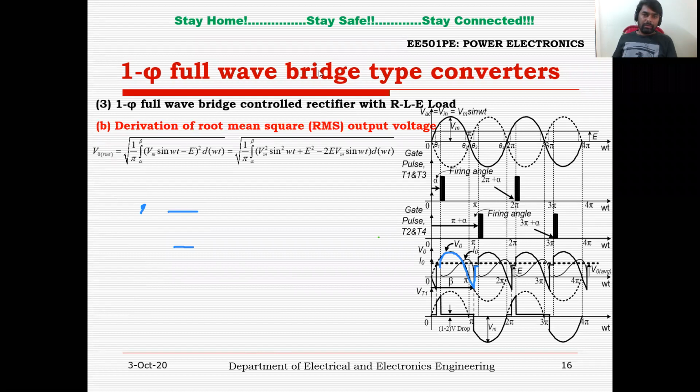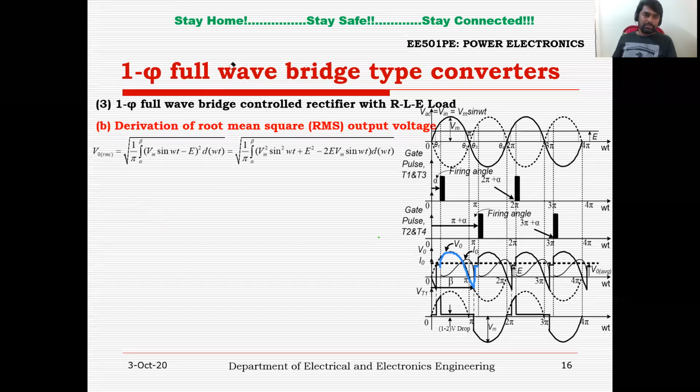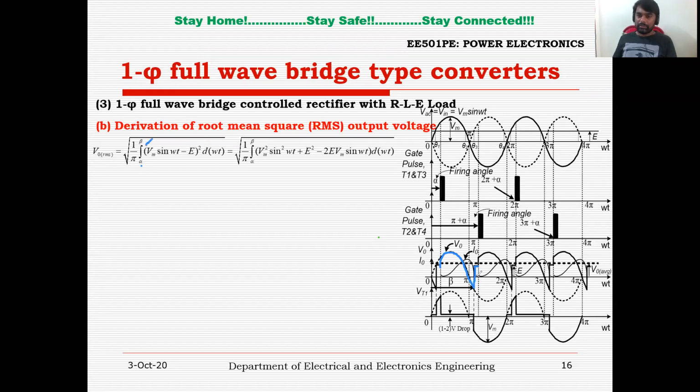Similarly, we'll go for the RMS output voltage. Just now I told you that from alpha to beta, we are getting some voltage across the load, Vm sin omega t minus E, whole square, because it is root mean square. So I am writing root of mean, multiply 1 by pi, from alpha to beta, the net voltage will be Vm sin omega t minus E, whole square, into d omega t.